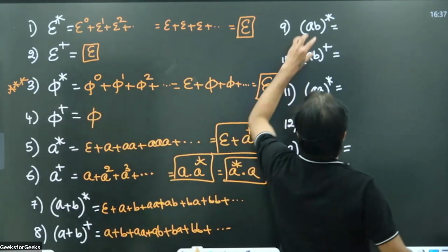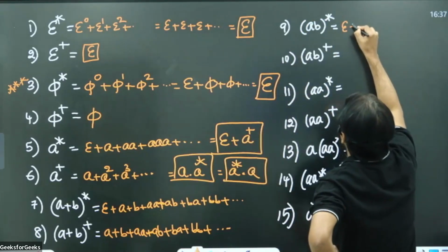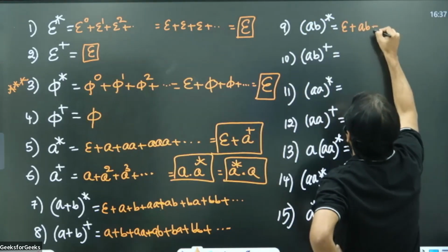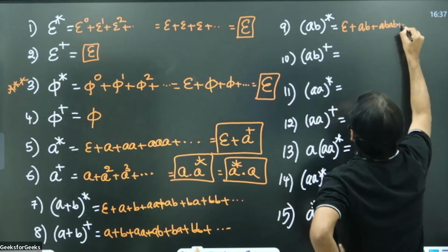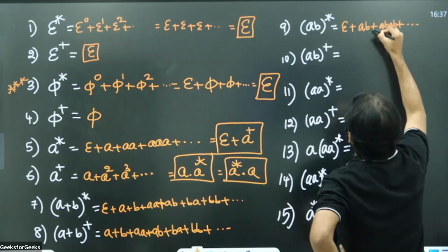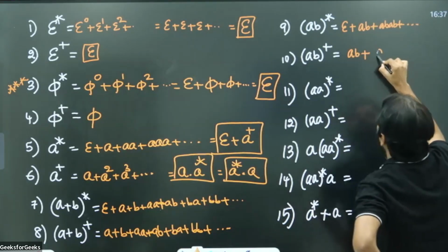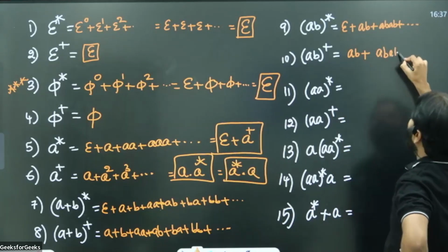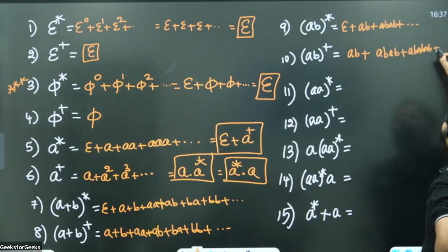Let's check. AB whole star, nothing to do, just write whatever you have. Epsilon you can get, AB by taking power 1, by taking power 2, AB AB. For understanding, just write a few strings, not many required. Here epsilon is not there, but it will start from AB. And when you repeat twice, you will get AB, AB. When you repeat thrice, AB, AB, AB. Go on.